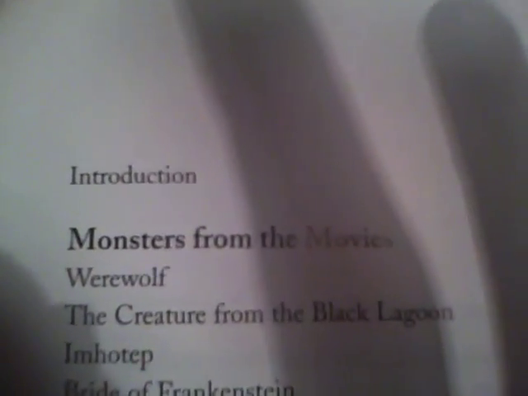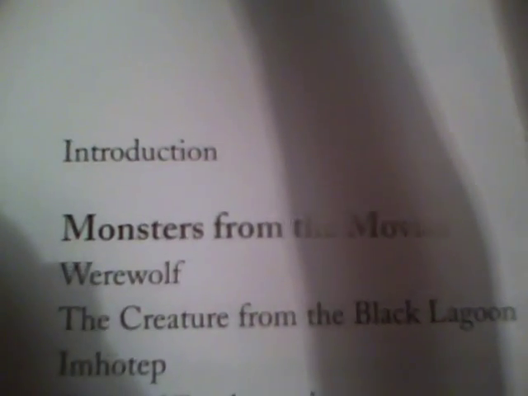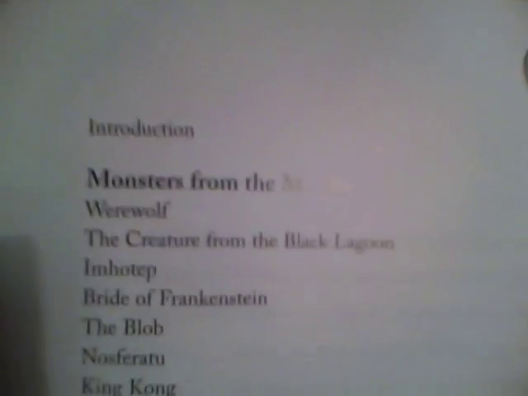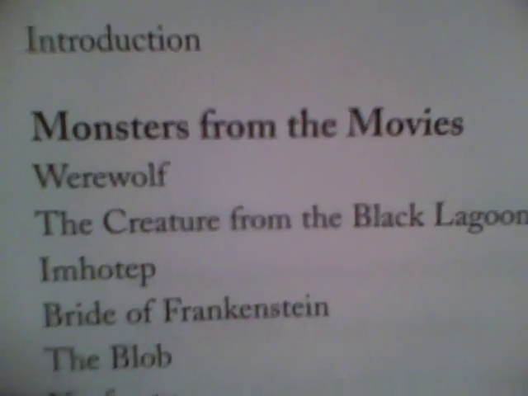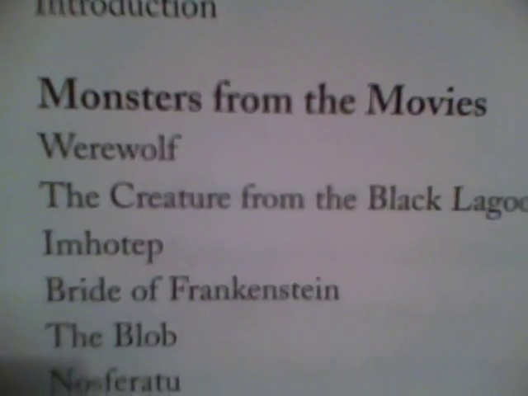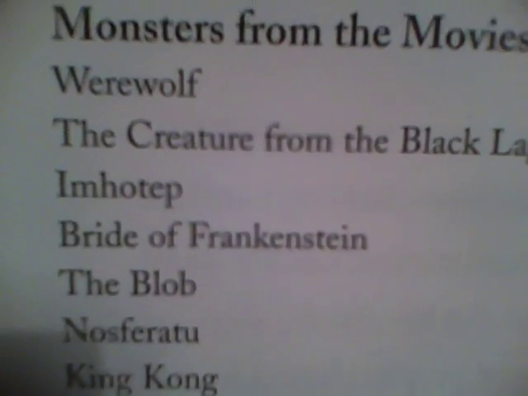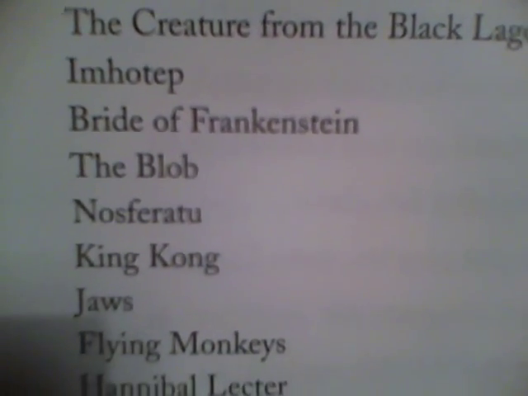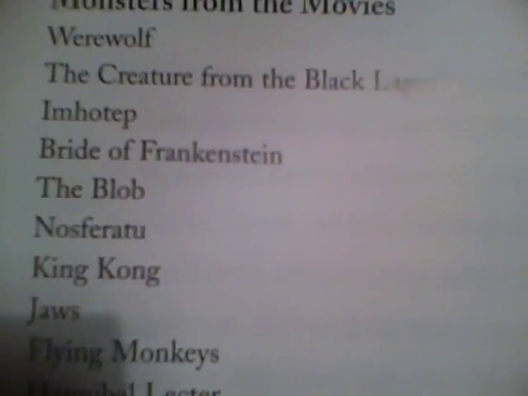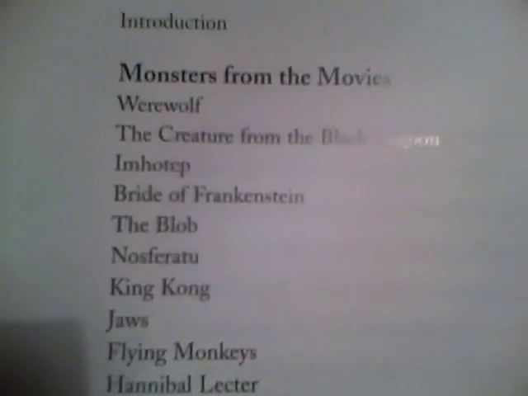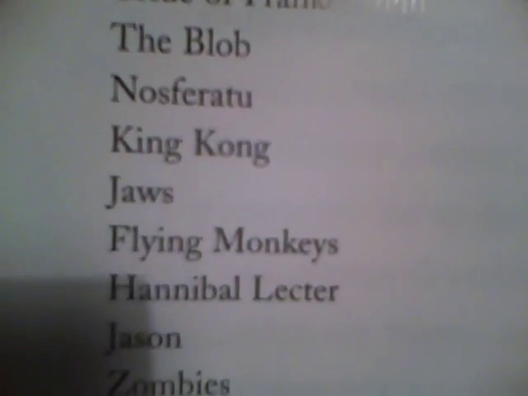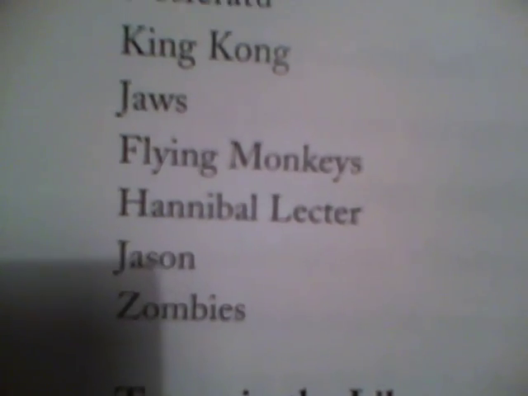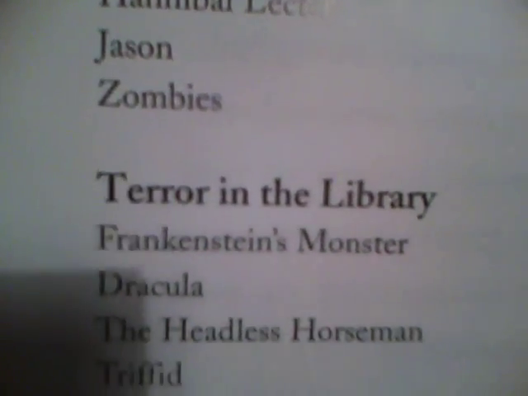It gives the contents. It says Introduction, Monsters from the Movies. So we've got a werewolf, the creature from the Black Lagoon, Imhotep, the Bride of Frankenstein, the Blob, Nosferatu, King Kong. Sorry guys, I'm a little sick. King Kong, Jaws, Flying Monkeys, Hannibal Lecter, Jason, and zombies.